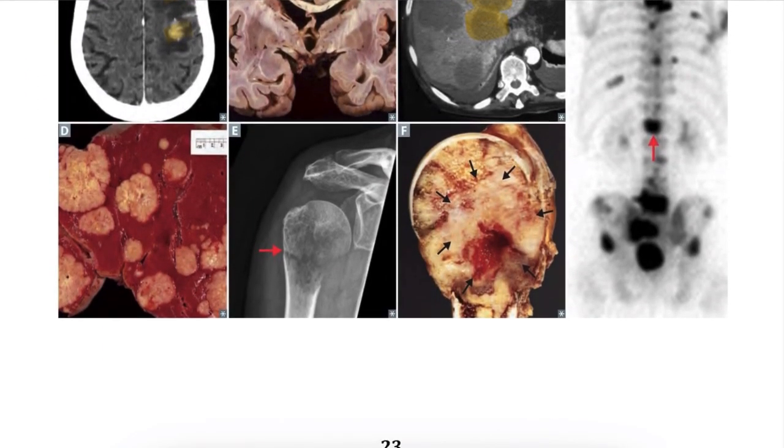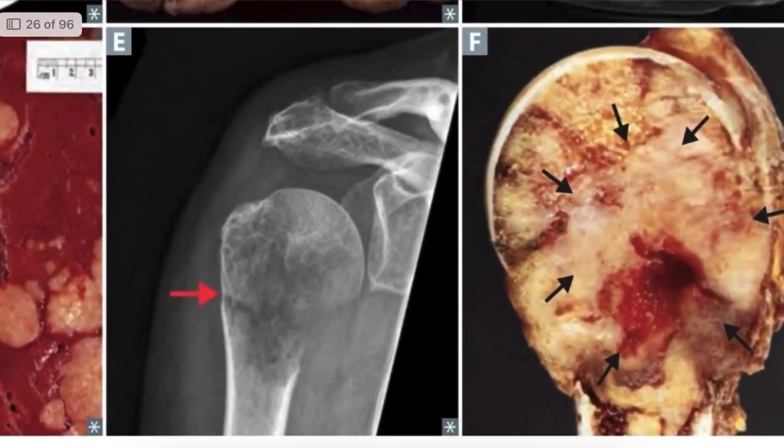If you see in this image, this is an X-ray image. In this X-ray image, this red arrow is pointing to a blastic lesion. This is the blastic lesion in the proximal humerus. It's classic for prostate cancer.